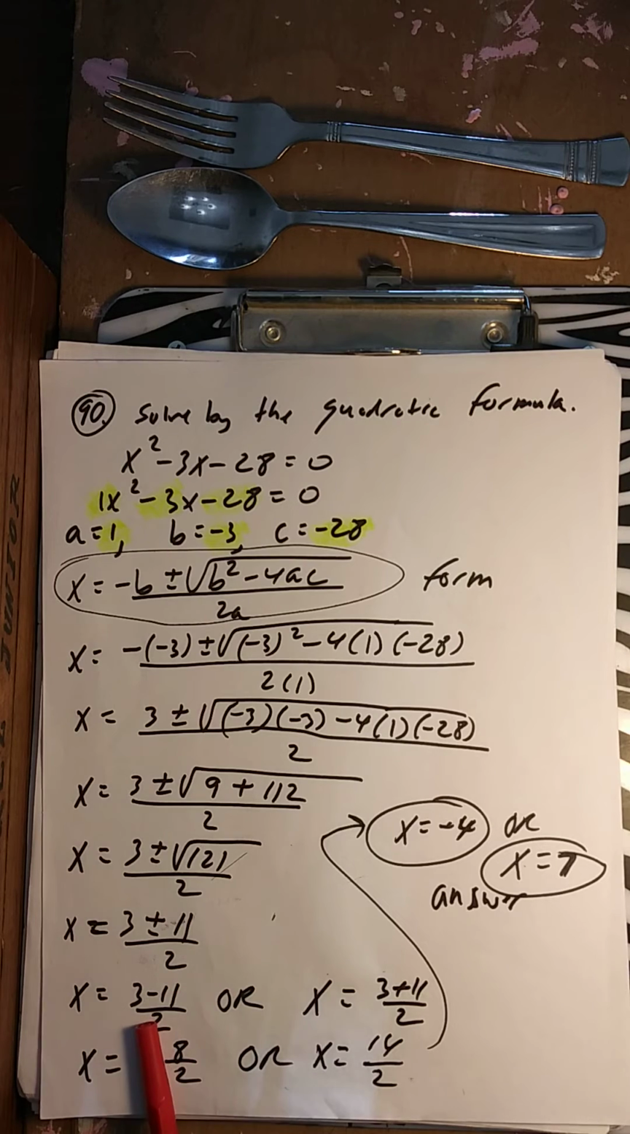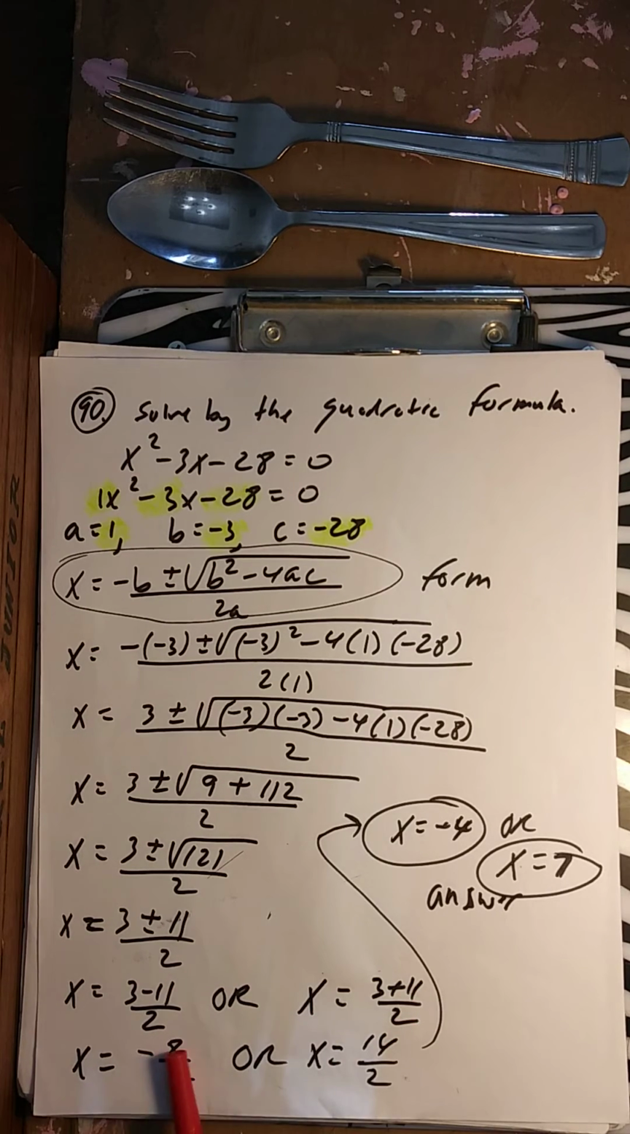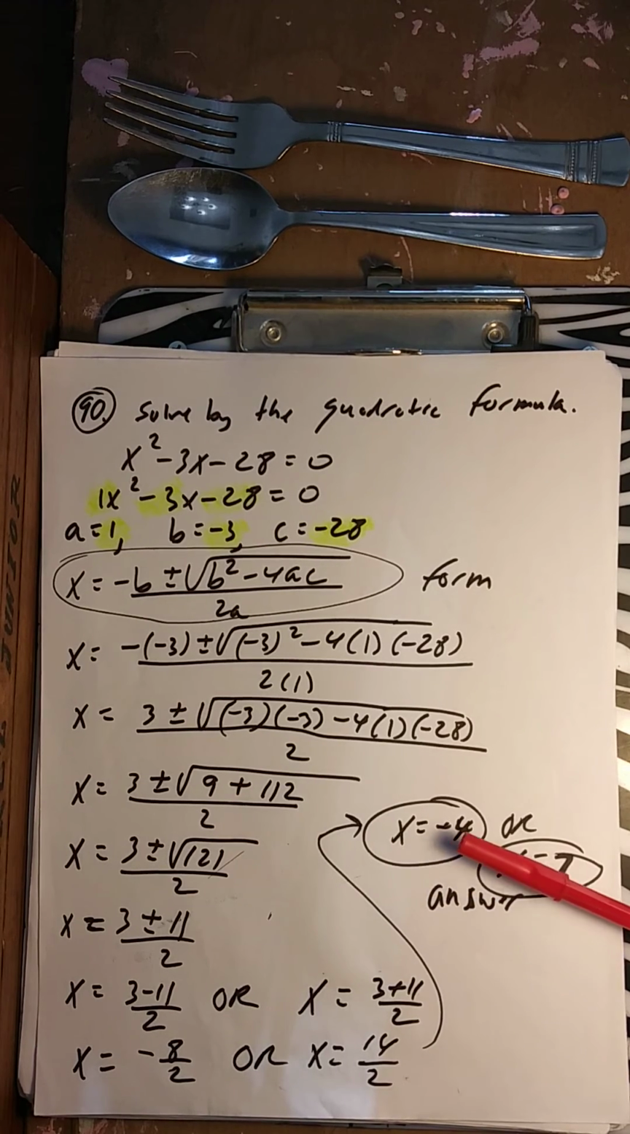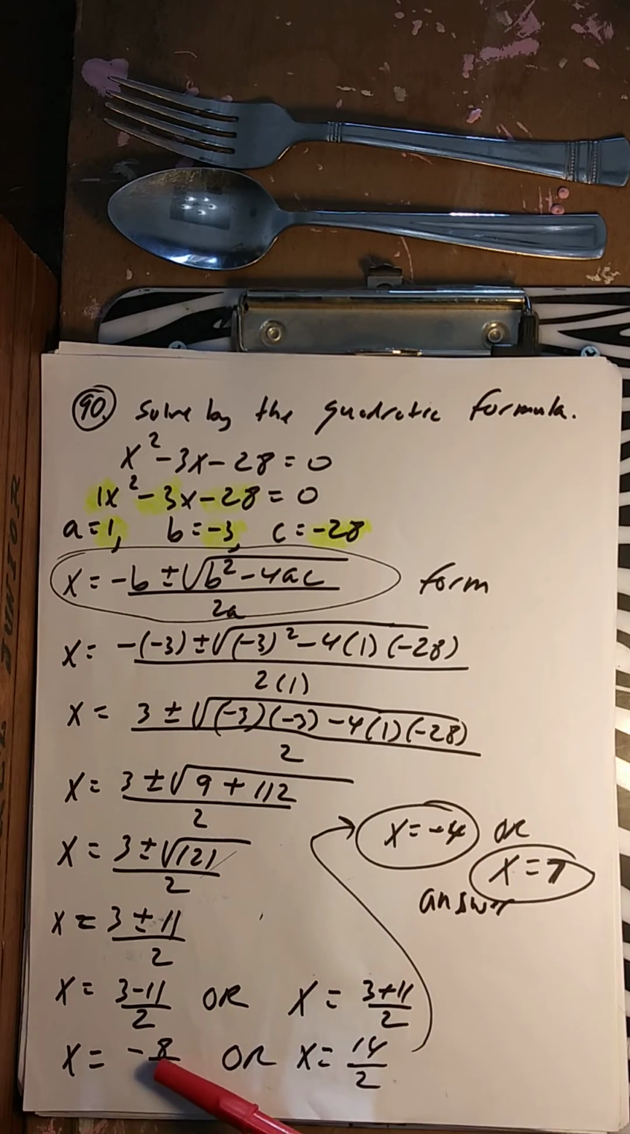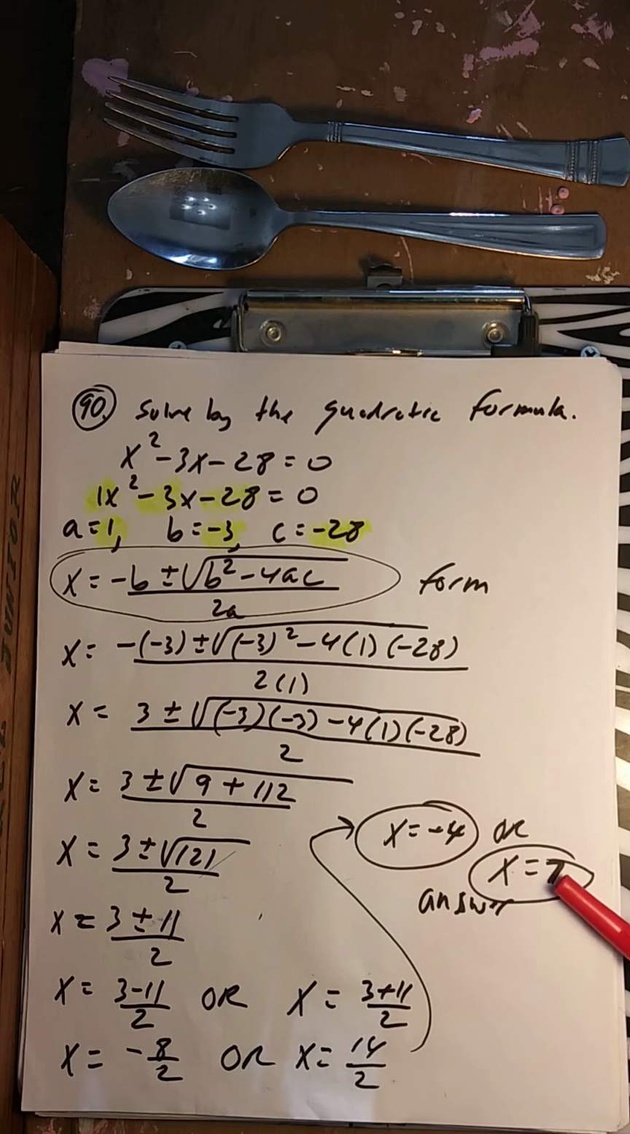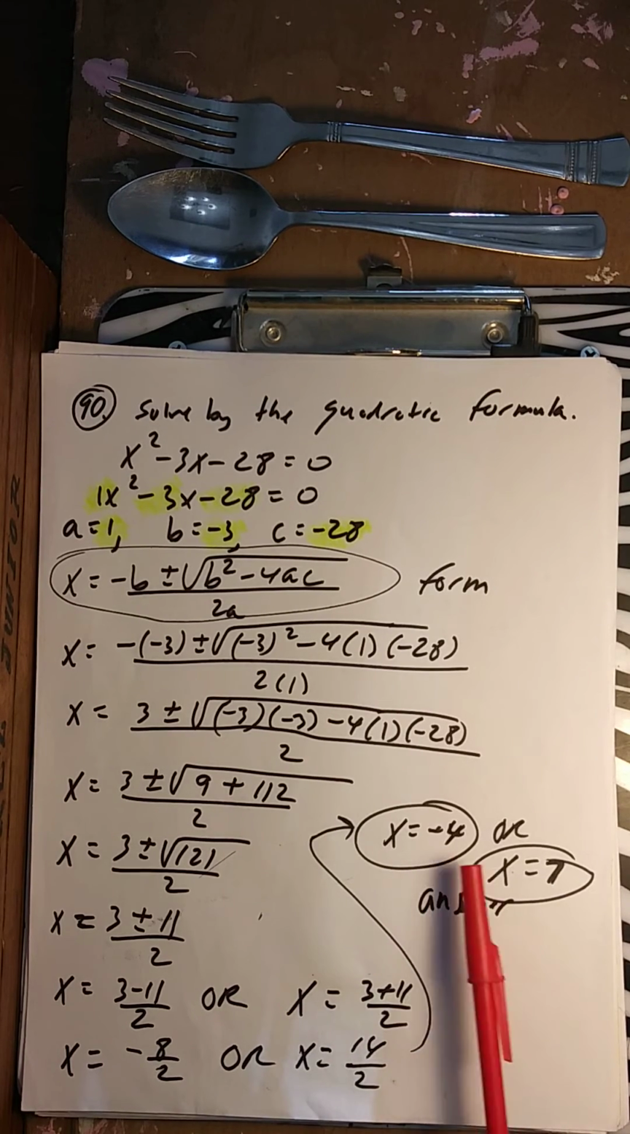So you have 3 minus 11 over 2. 3 plus 11 over 2. This is going to be a negative 8 over 2. 14 over 2. That's going to give you what? Negative 4 from this one here. And this one's going to give you what? 7. So there's the answers right there.